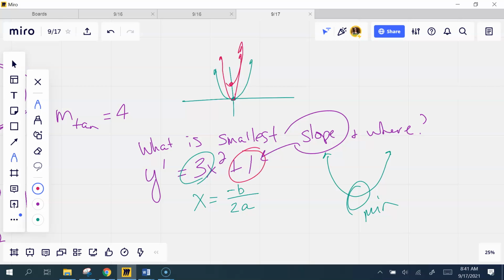So even if you didn't remember the way to find a vertex, looking at it that way by transformations, I know that the vertex is still sitting on the axis. The smallest slope is at x equals 0. What is that slope? If you plug it into the vertex, there is no B. There is no B. So it's 0.